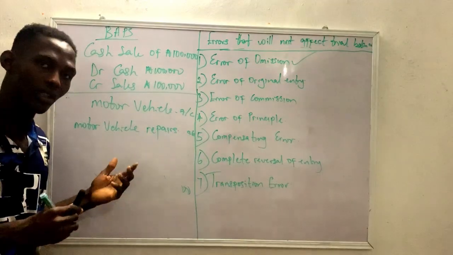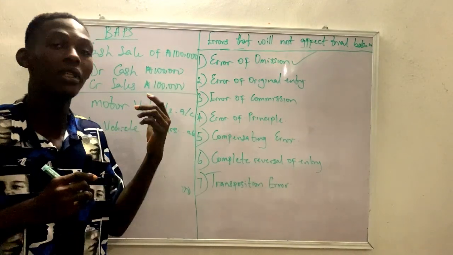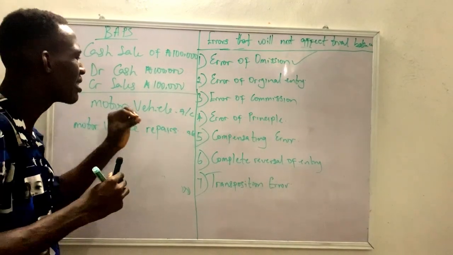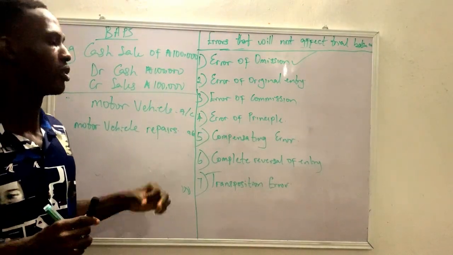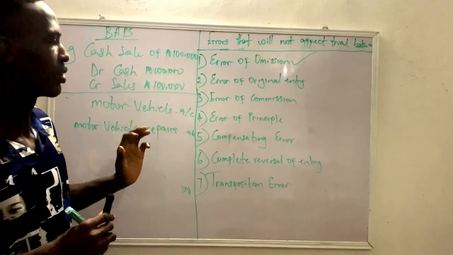Expenses is different from an asset, so you need to take note of that so that you don't make mistakes. So you understand? That's the keyword I want you to grab for error of principle. We'll be solving questions, but not now. I want you to understand the concept.